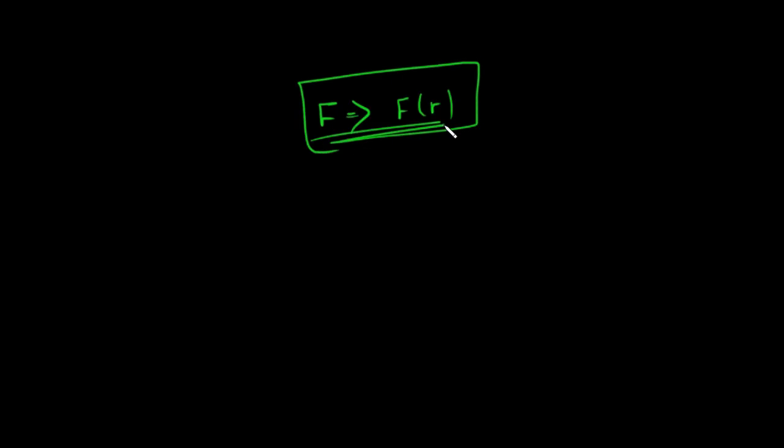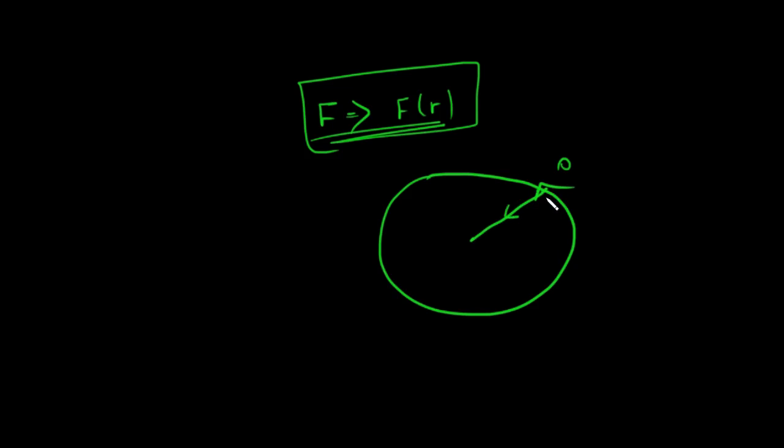Force is conservative when it is only path dependent, F equal to F of R. What does this mean? For example, if a particle is traveling in a circle, and this is a thread, this thread is making the particle go in a circle. So what is the force being applied on the particle? Obviously, this is the tension T. This is the only force.